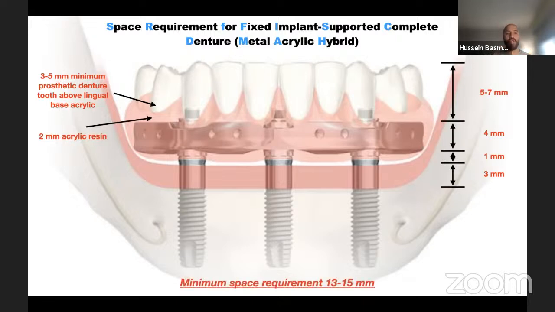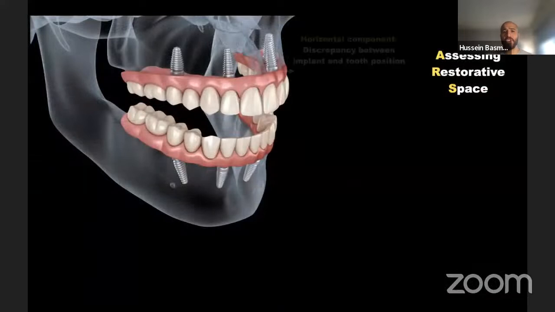So if it's a zirconia prosthesis, for example, you need a space requirement around 12 millimeters, so you can place your implant at 15. And when we say 12 and 15, that is basically the difference between the implant level and the multi-unit abutment level, and that's basically where the soft tissue component is located. So it's very important to assess that before we place our implants.